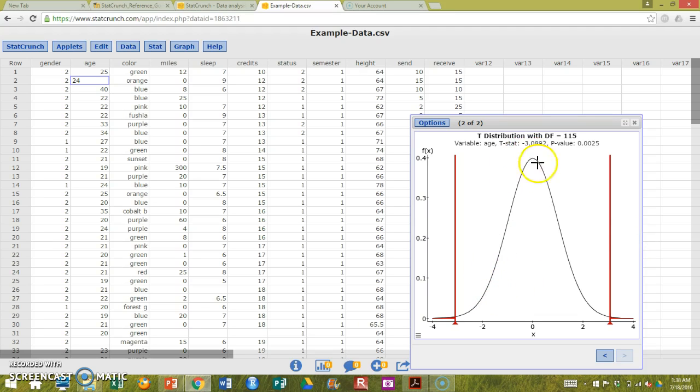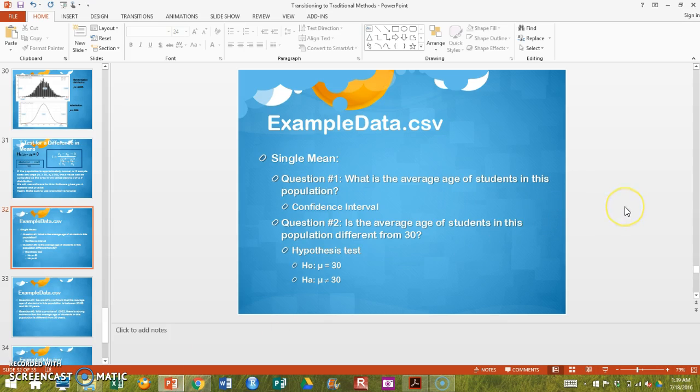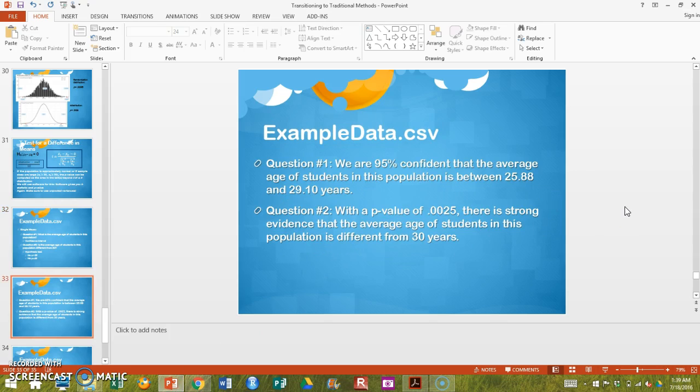Here's a t-distribution with 115 degrees of freedom, and I use my sample mean age to be converted to a t-statistic of negative 3.0892, which corresponds to a two-tailed p-value of 0.0025. And that's it. So that's a small p-value. It's less than our typical cutoff of 0.05, and so we use that as evidence to reject the null hypothesis and find evidence that the average age of students in this population is different from 30 years.